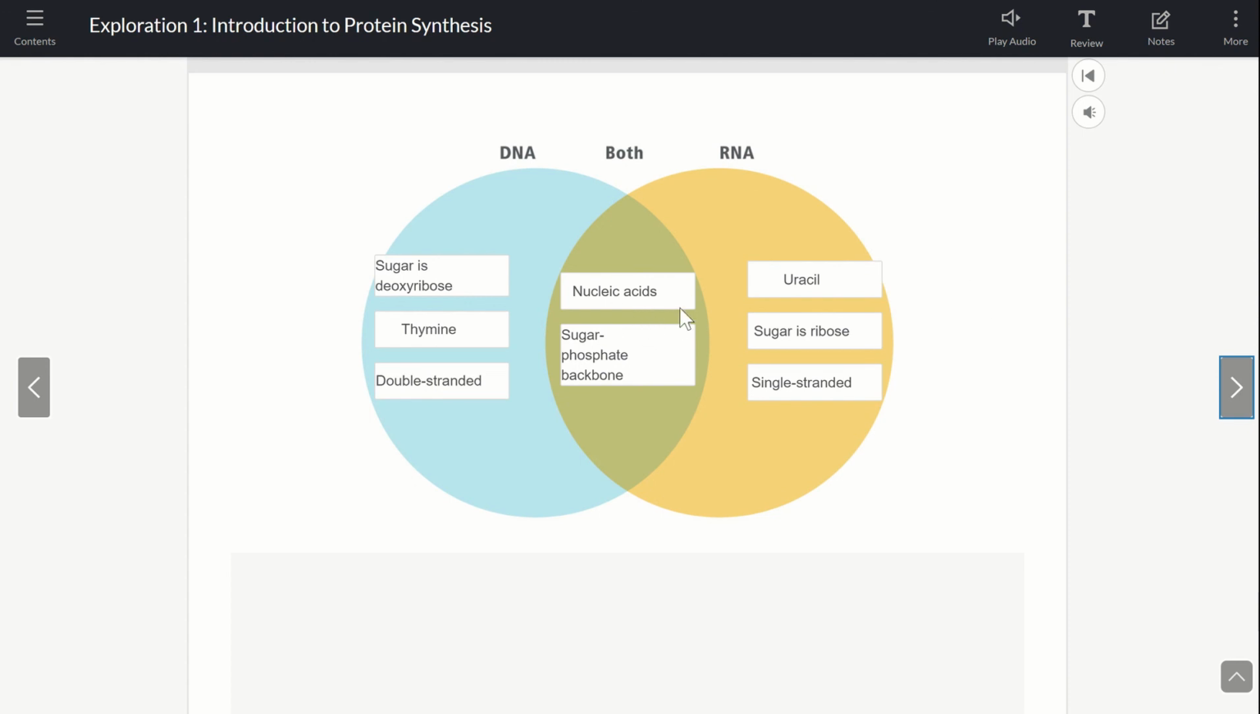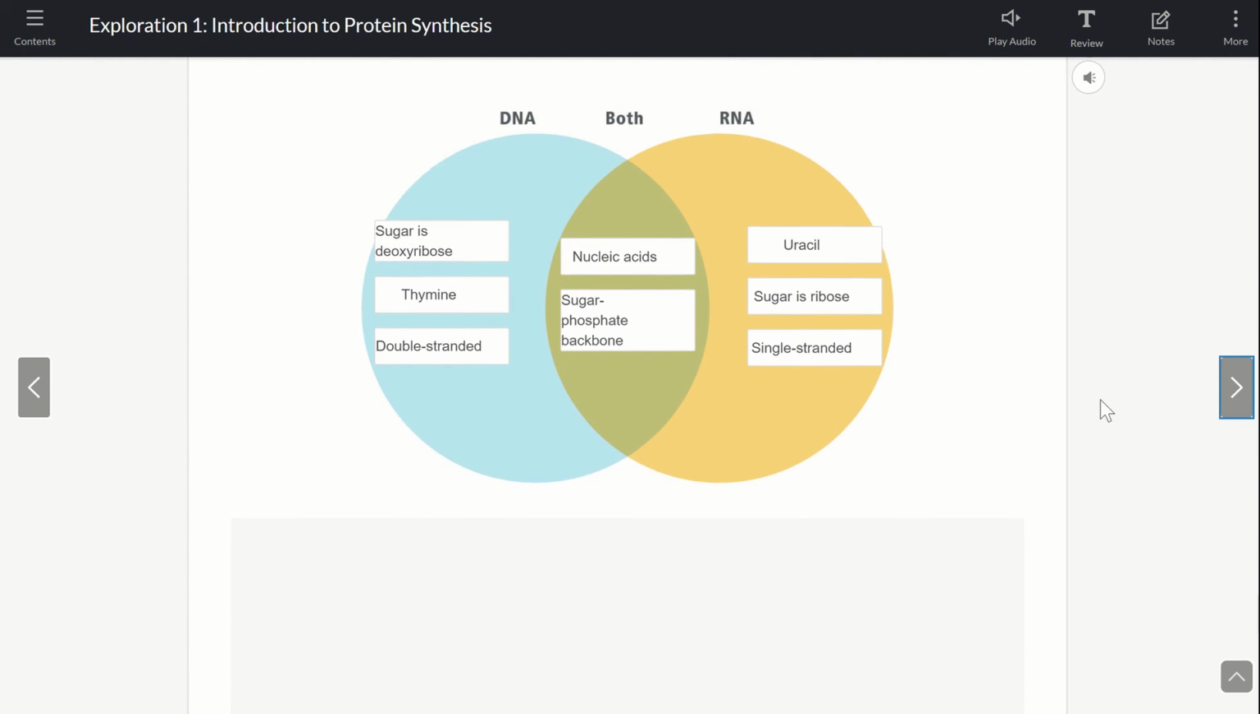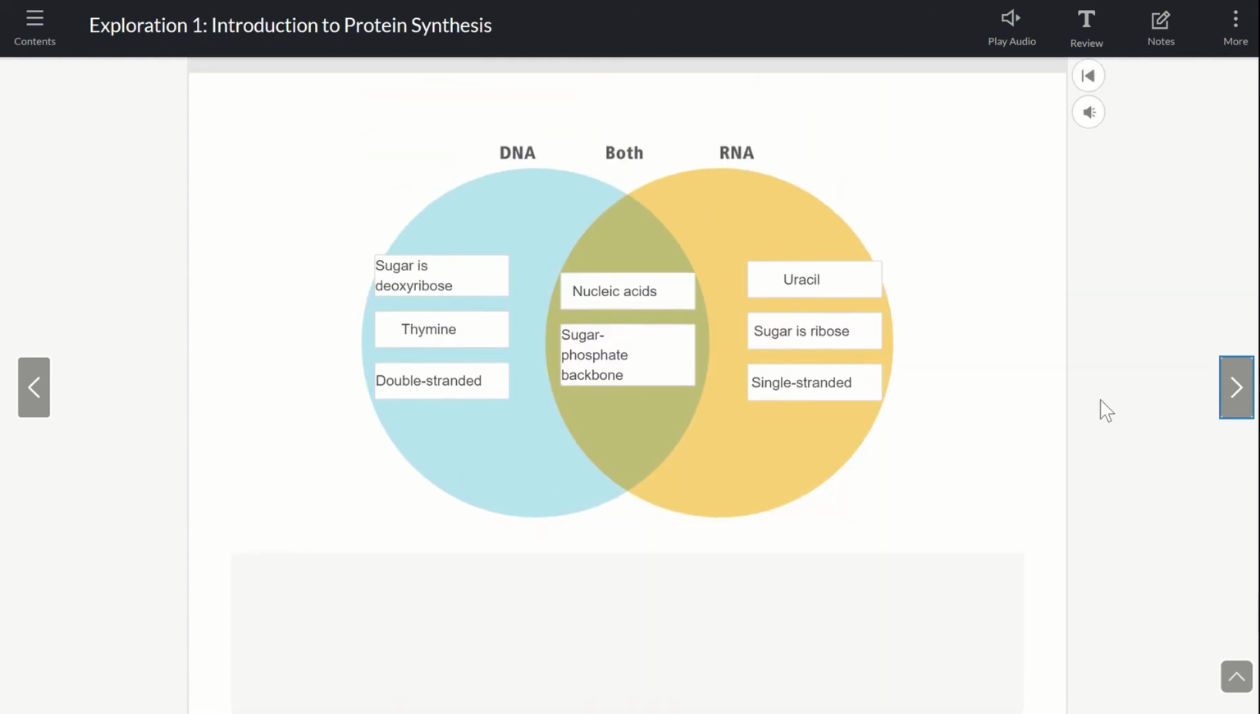They're both nucleic acids. They both have that sugar phosphate backbone. We mentioned that they both have adenine, guanine, and cytosine, but key difference, DNA has thymine, RNA has uracil. DNA uses a deoxyribose, RNA uses a ribose, which allows DNA to be double-stranded. RNA is single-stranded. All right, so there's your introduction to protein synthesis. We'll check back in later with the next two pieces of this. But for now, that's where we'll finish.